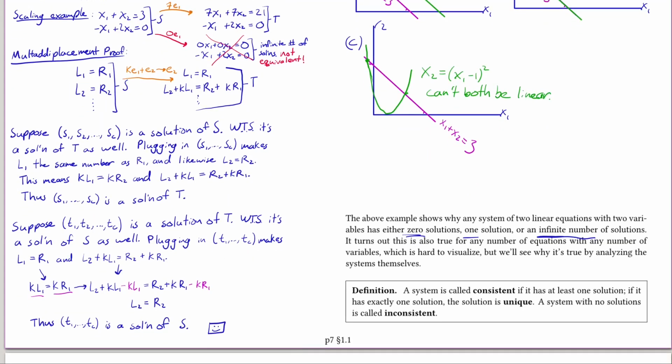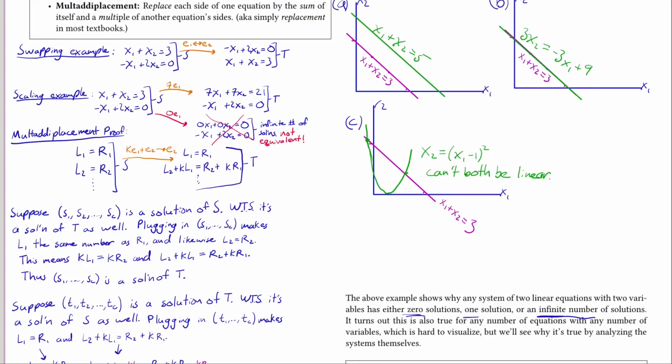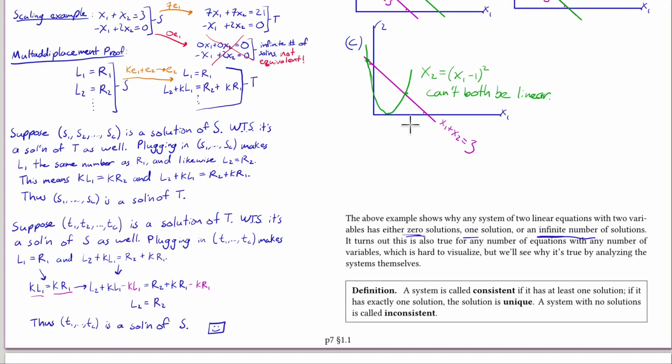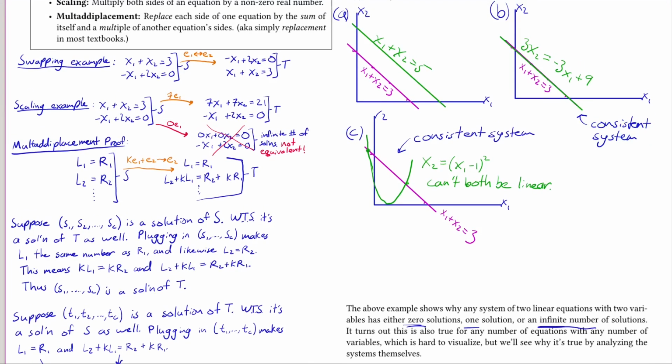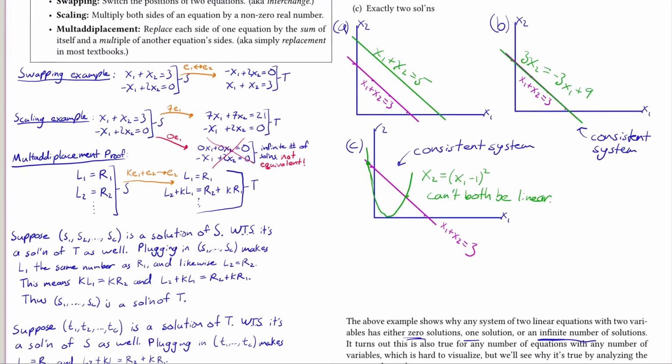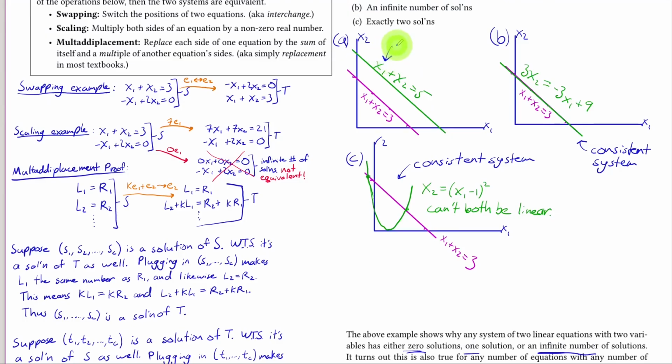And we have some new notation for this, some new vocabulary. We're going to say a system is consistent if it has at least one solution. So this has two solutions, so this one is consistent. 2 is at least 1. Infinity is also at least 1. And if it's not consistent, we say it is inconsistent. So this one here is an inconsistent system.